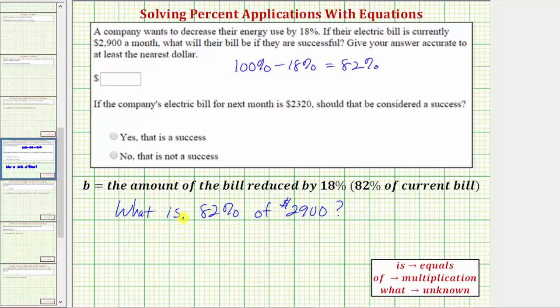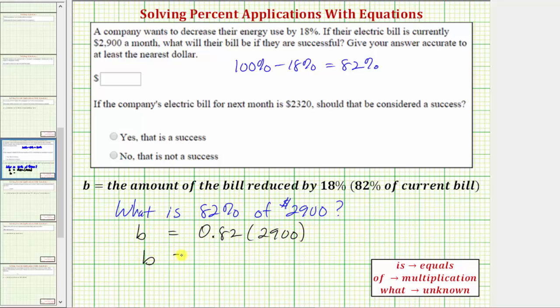So because we have what is, we would have b equals. Whenever we're given the percent, we must convert the percent to a decimal, and we can do this two ways. One way would be to drop the percent sign and divide by 100, or we can drop the percent sign and move the decimal point to the left two places. Either way, 82% as a decimal is 0.82, and then we have of $2,900, so we have times 2,900.